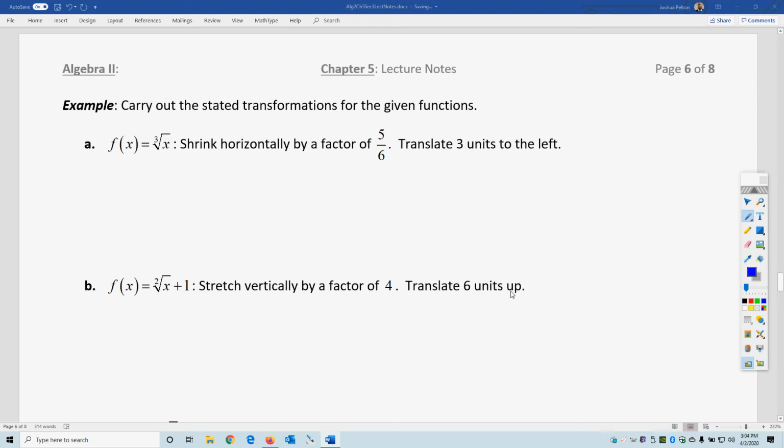This is Professor Pelton. This is Algebra 2, Chapter 5, Section 3. This is Part 3 of the video. So we're doing pure algebraic transformations now. Remember, there is an order to the transformations. Let me turn my marker on here.